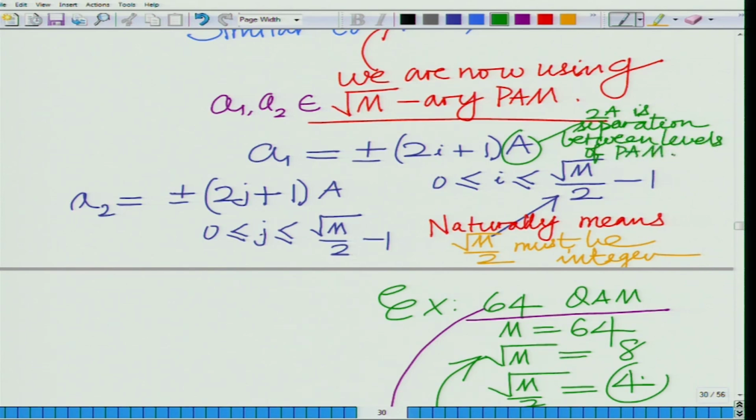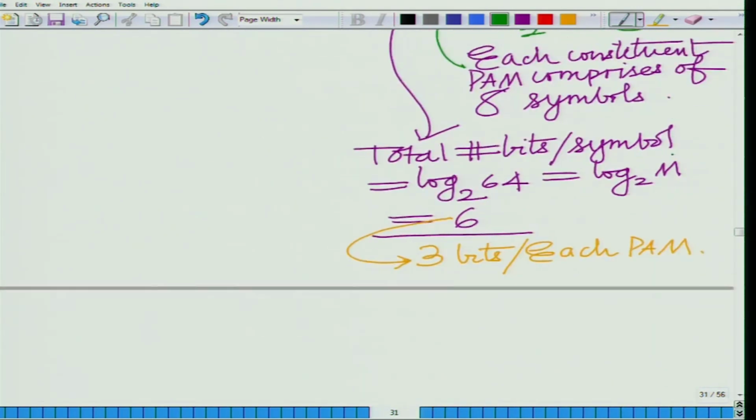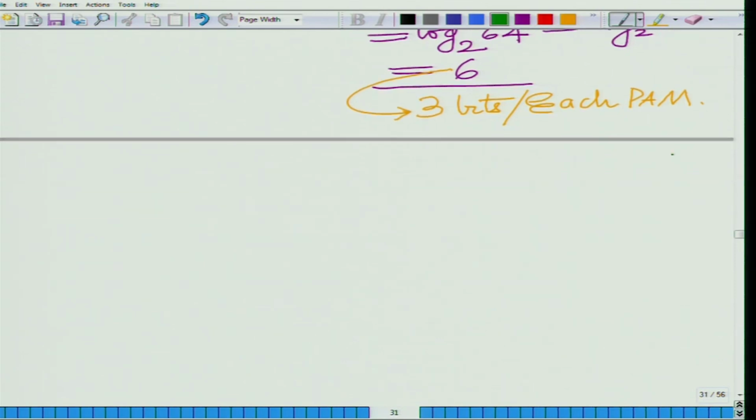Separation between levels of the PAM, successive levels of the PAM, is 2a. So, A1 is plus or minus (2i plus 1)a, A2 is plus or minus (2j plus 1)a, and both i and j lie between 0 and square root of M over 2 minus 1. Okay, so that is the point.